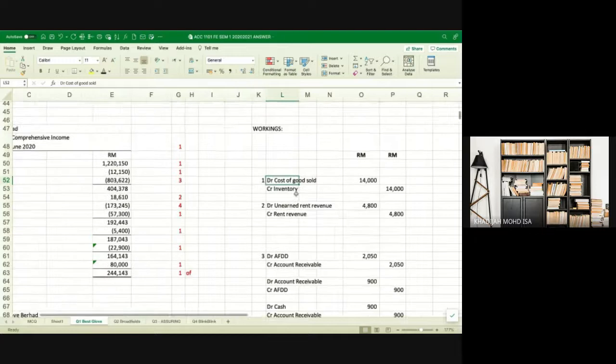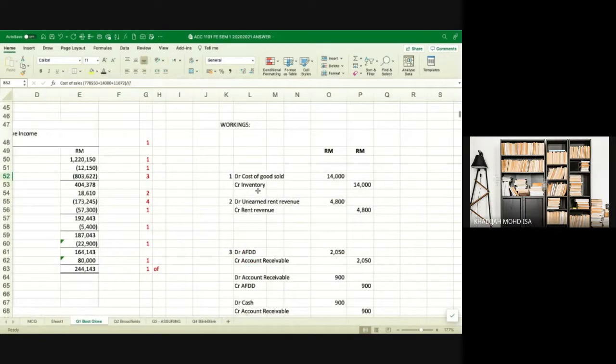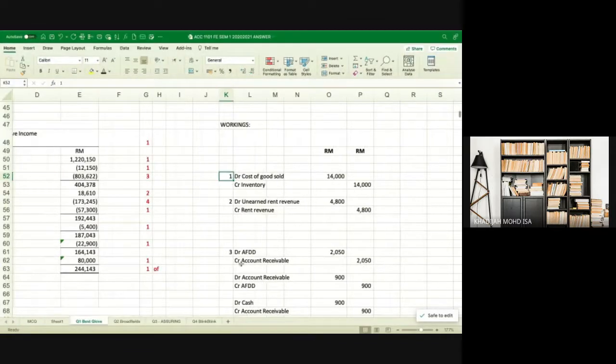So remember that this one is a perpetual. How do you know it's perpetual? When you see in your trial balance that there's a cost of sales, then you know it's a perpetual inventory. So when there's a perpetual inventory, then any reduction in the inventory, you're going to debit your COGS, right? So I'm going to copy this. So the first one is that you're going to debit your COGS and credit your inventory.